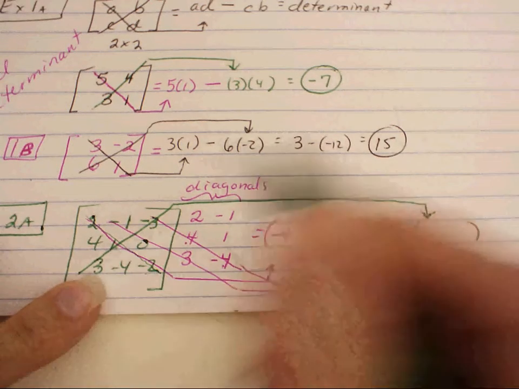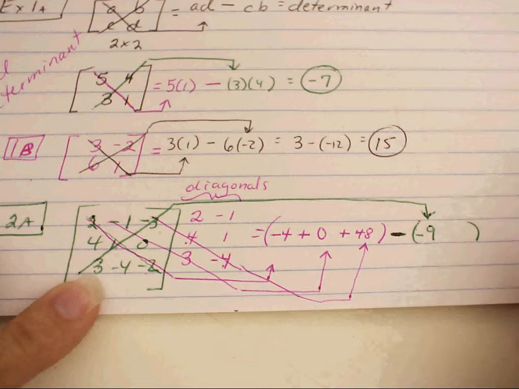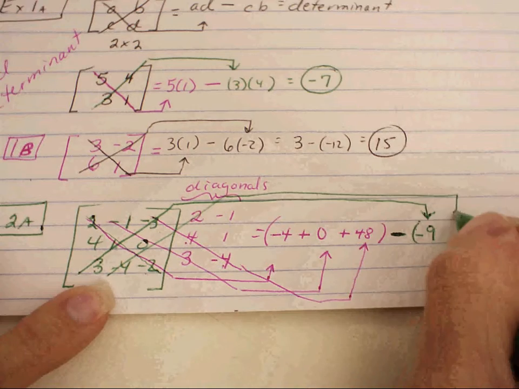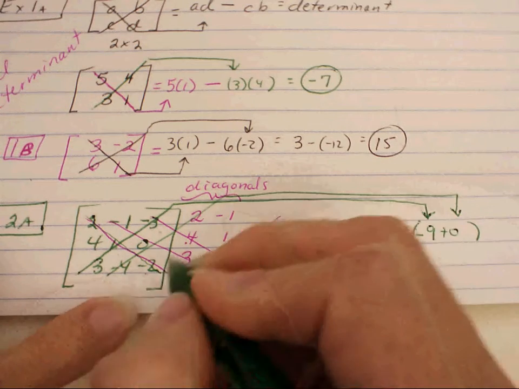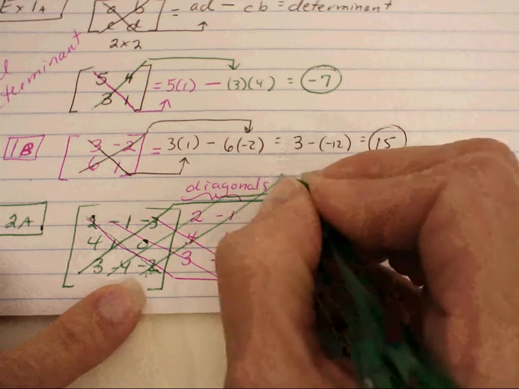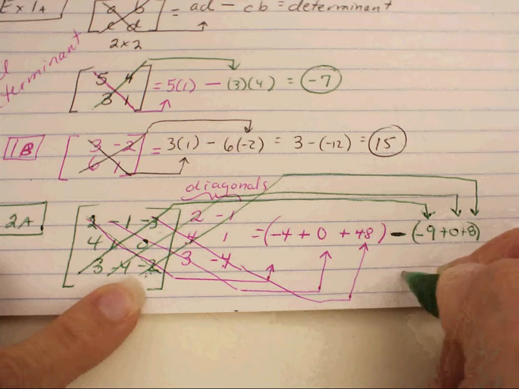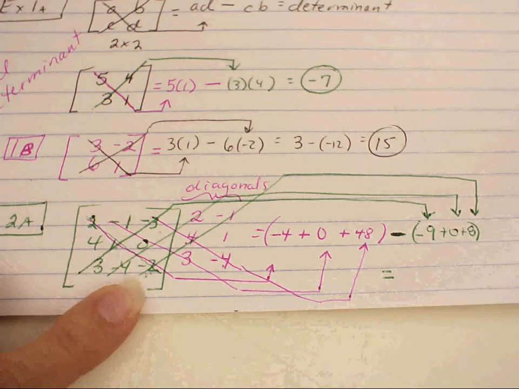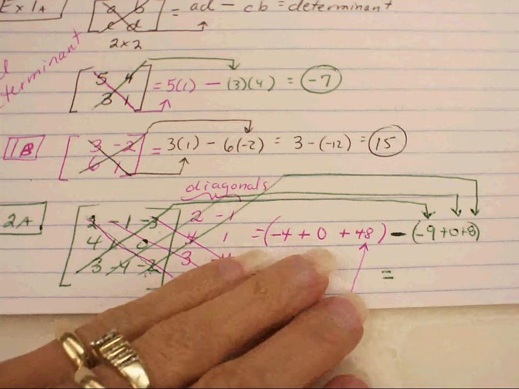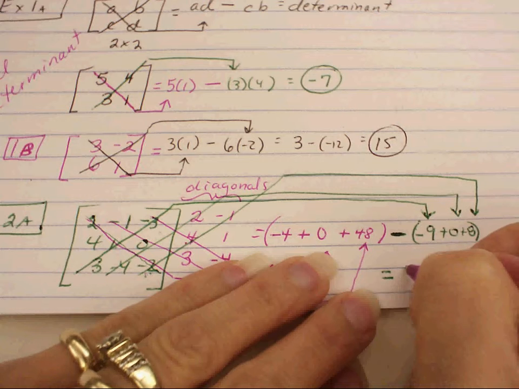Go what direction? Up and to the right. So 3 times 1 times negative 3, do you agree, is negative 9? And then we have the nice 0 again. Why is he nice? Because he gets rid of everything. And then negative 2 times 4 is negative 8, times negative 1 is 8.